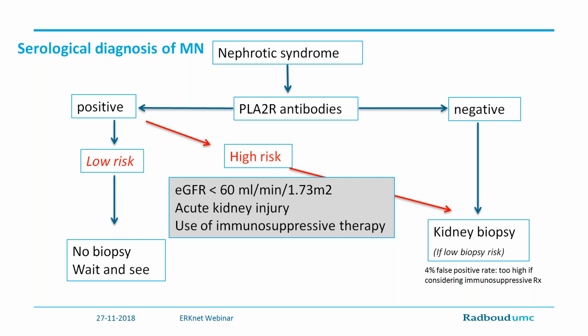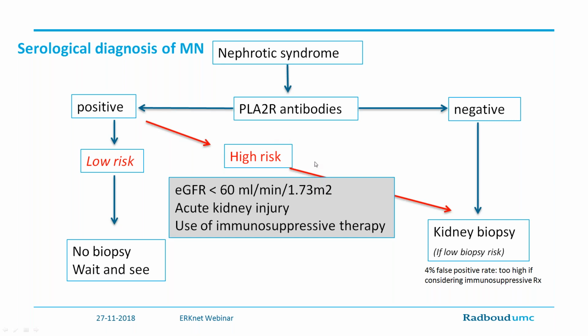This means that for the diagnosis of membranous nephropathy, we can omit the kidney biopsy, and we can now go to a serological diagnosis. If a patient presents with a nephrotic syndrome, we can measure the PLA2R antibodies. If the antibodies are negative, obviously we will have to do a kidney biopsy. If the antibodies are positive and the patient is considered at low risk of disease progression, we do not do a biopsy and have a wait-and-see policy.